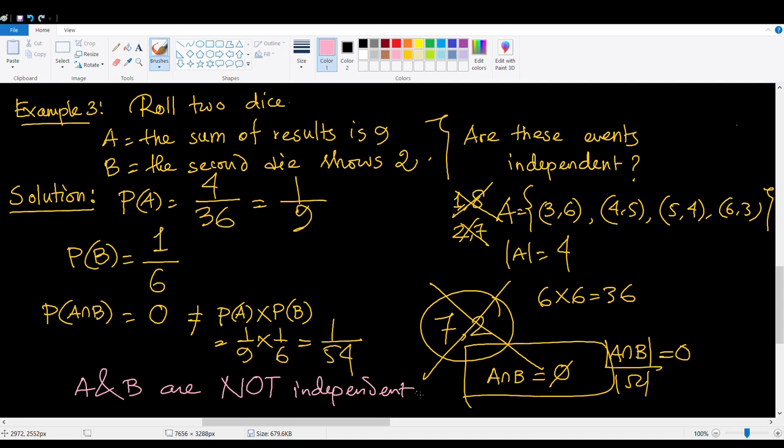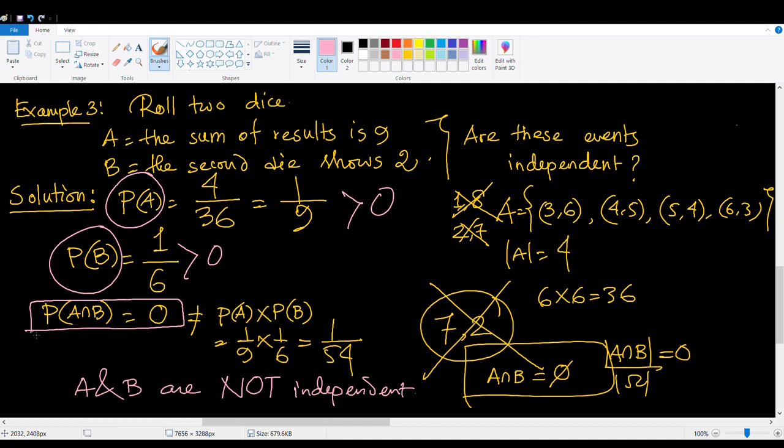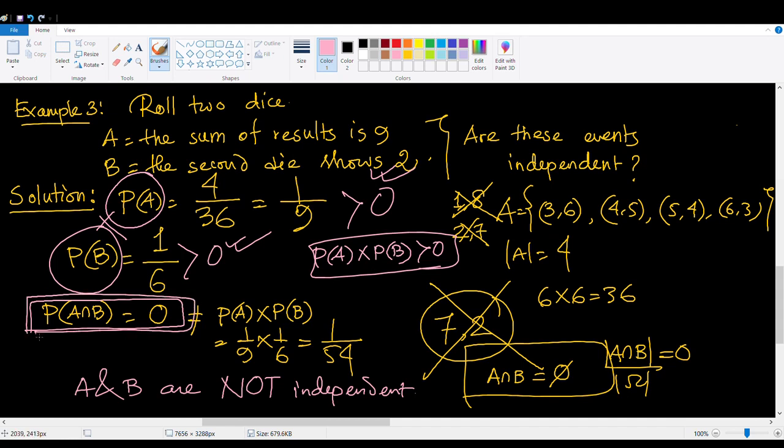That is, if two events A and B are disjoint and the probabilities are non-zero, right? That means the probabilities are greater than 0. P of A is greater than 0, P of B is greater than 0, and the events are disjoint, which means P of A intersection B equals 0. So we know that the product of P of A and P of B will never be equal to 0. Since both of the figures are greater than 0, we'll have a positive product here, but P of A intersection B is equal to 0.